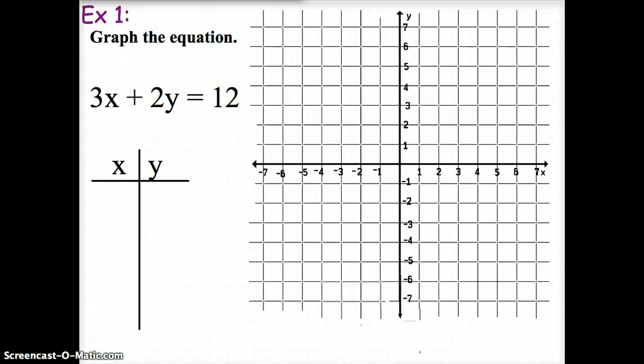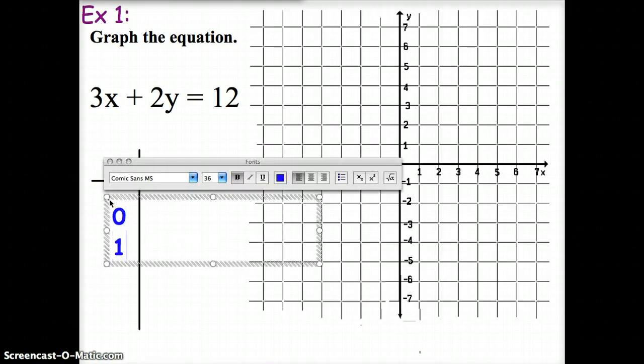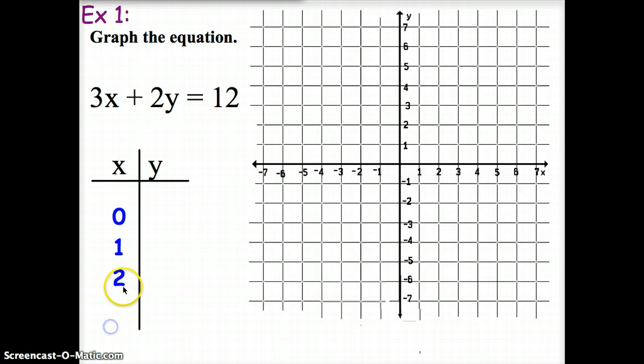Let's look at the equation 3x plus 2y equals 12. This is in standard form. First thing we need to do, we need to choose values for the domain. So I'm going to choose values of, let's do 0, 1, and 2. Make life a little bit easier on ourselves. I always choose 0 when I can.